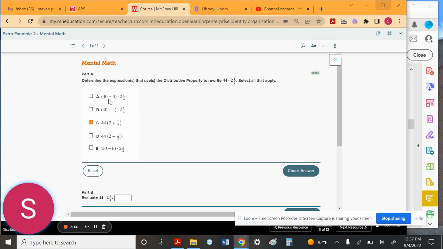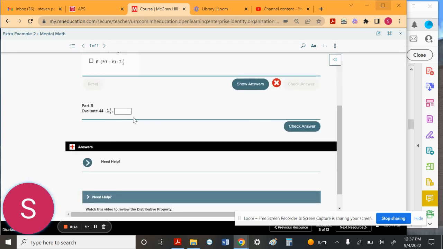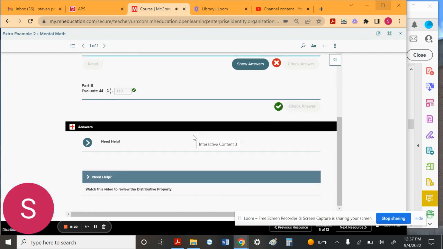It doesn't make any sense for any of the other ones. 44 times 2.5, that's true, but I would never throw a problem like that to you. Oh, okay, it didn't like this one. Oh, that uses the distributive property to rewrite. Never mind, so we would get rid of that one. There we go. Okay, that makes sense. So if we evaluate it, it's 110. And that would be it.